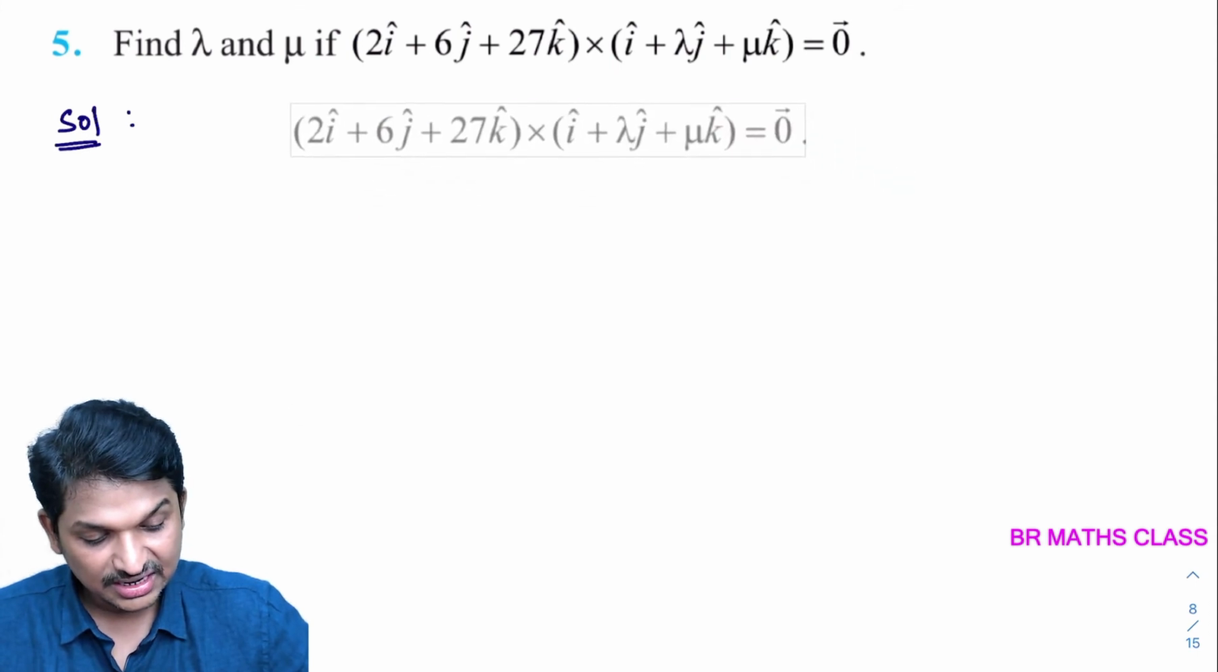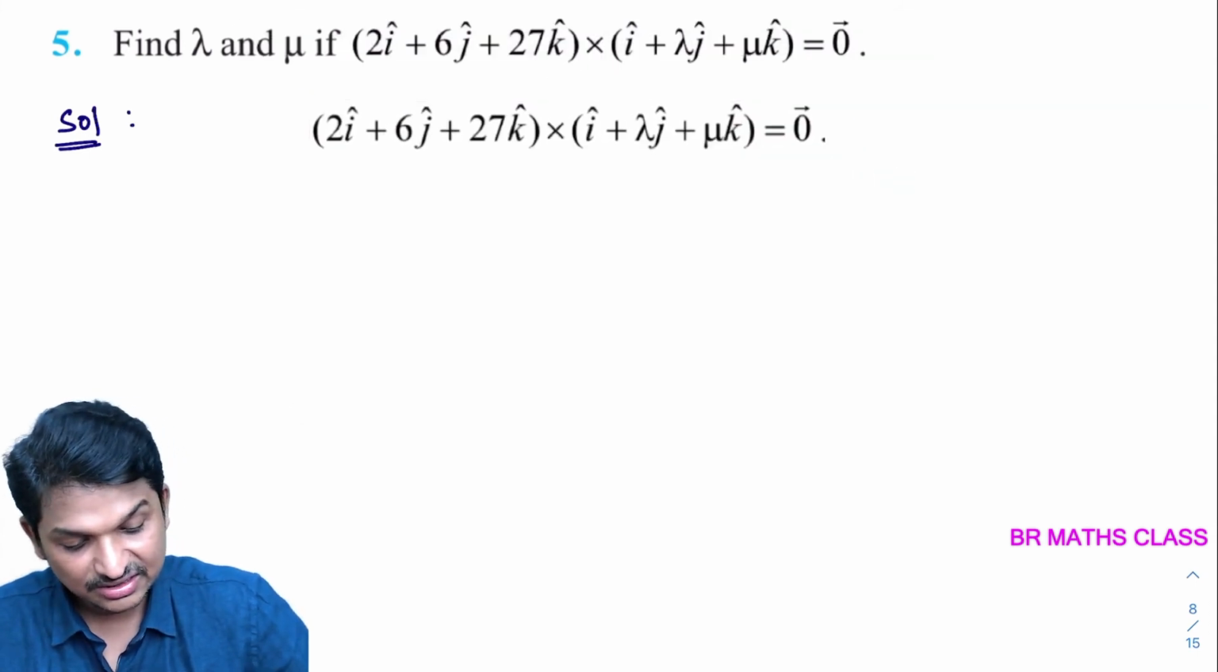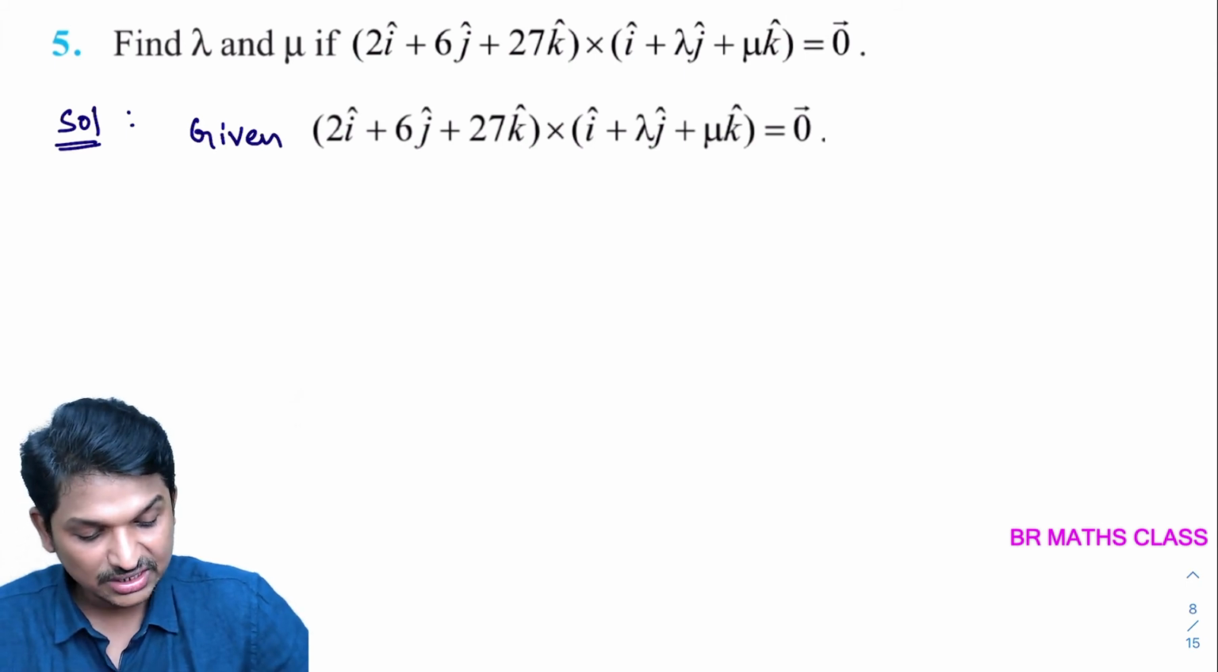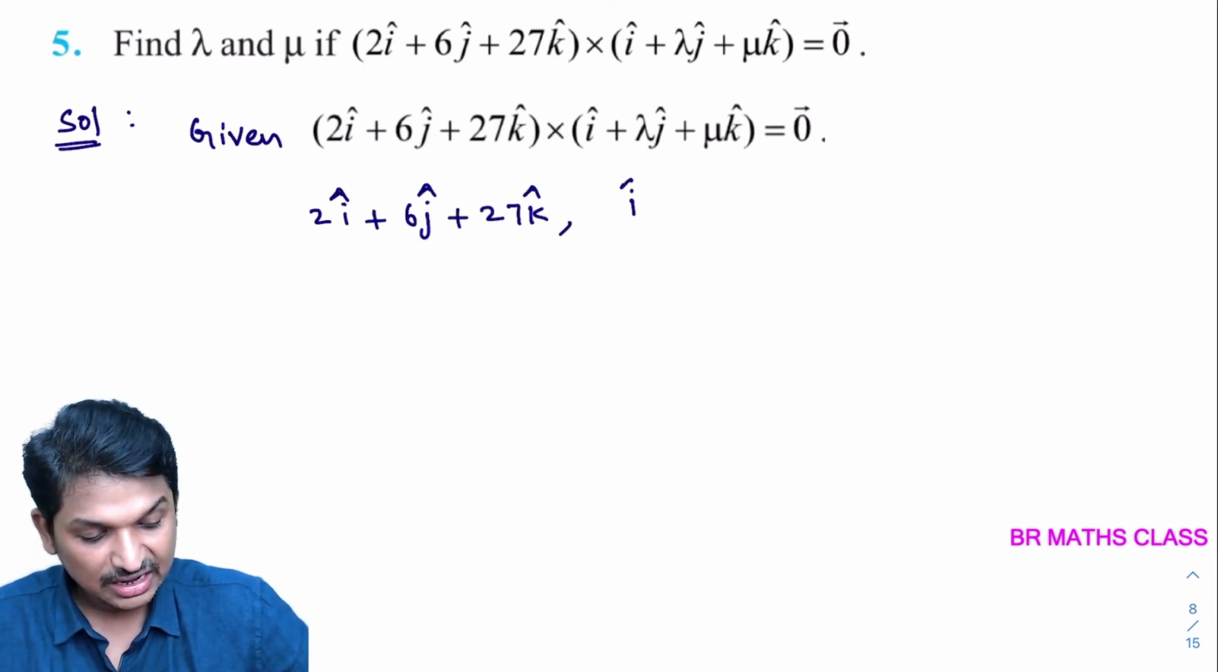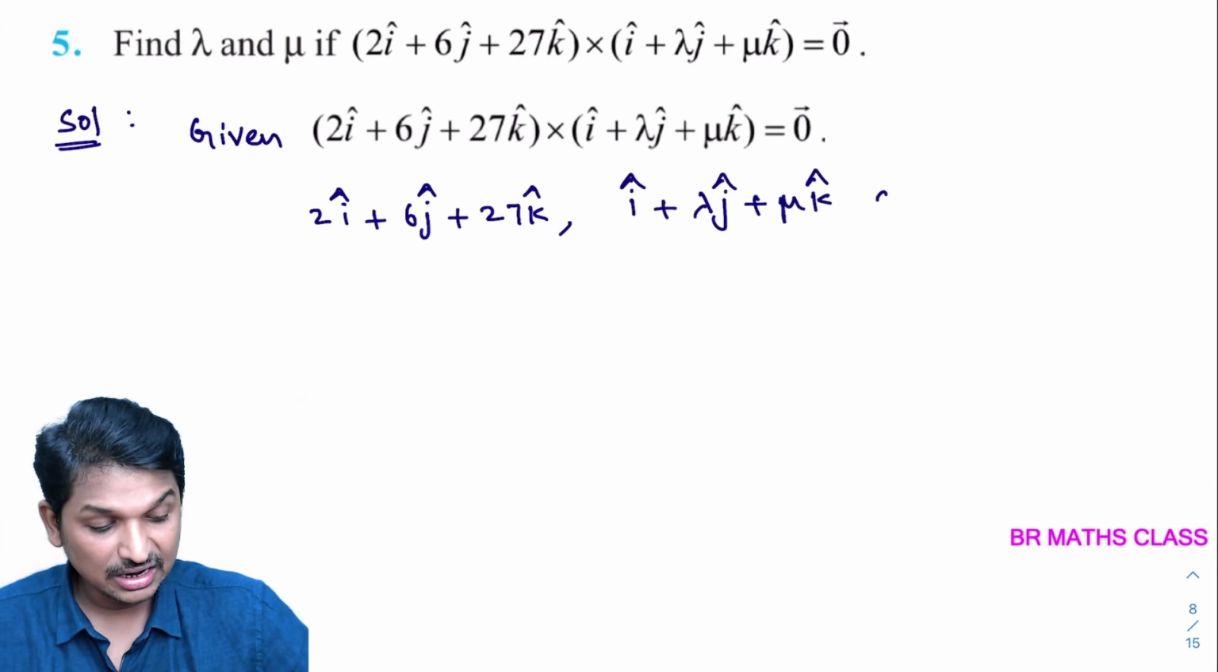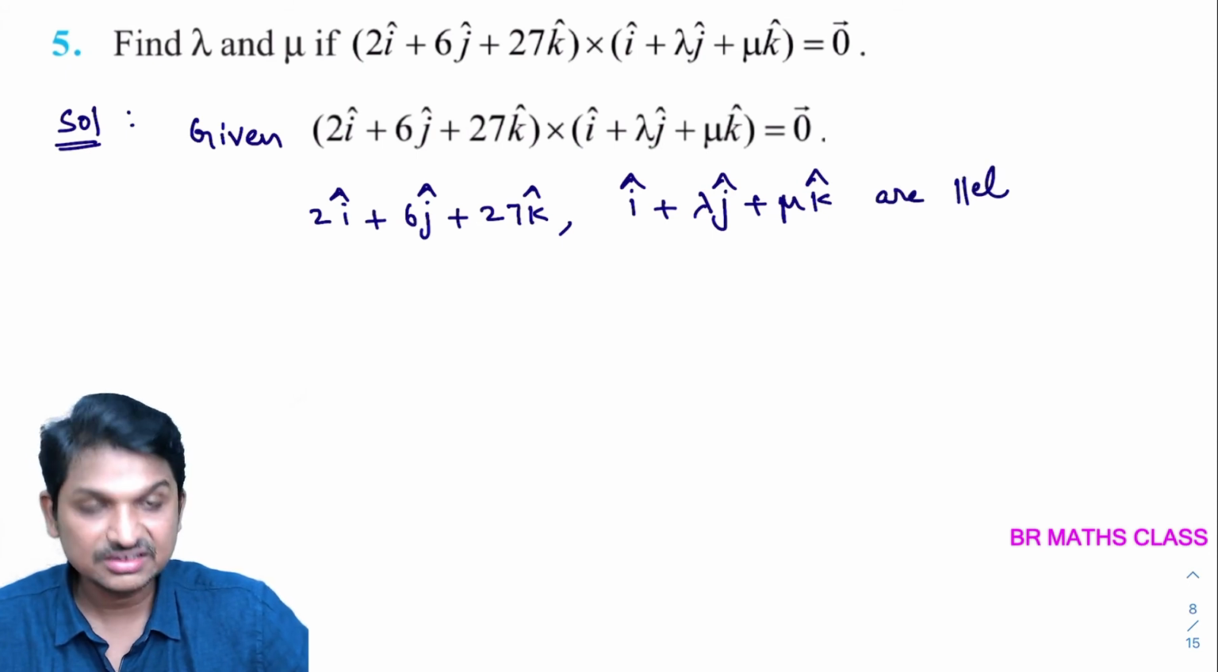This is the given data. They have given that the cross product of these two vectors is 0 bar. From this, what can I say? I can say that 2i cap plus 6j cap plus 27k cap and i cap plus lambda j cap plus mu k cap are parallel. These vectors are parallel.